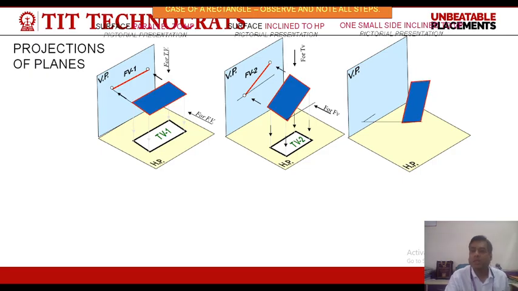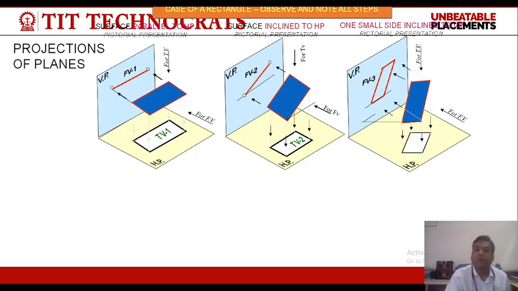Here, in case 3, we are considering a plane which is inclined to both HP and VP. When the plane is inclined to both HP and VP, we will get a reduced shape in front view as well as a reduced shape in top view, because the plane is inclined to both HP and VP. So these are three cases of plane.